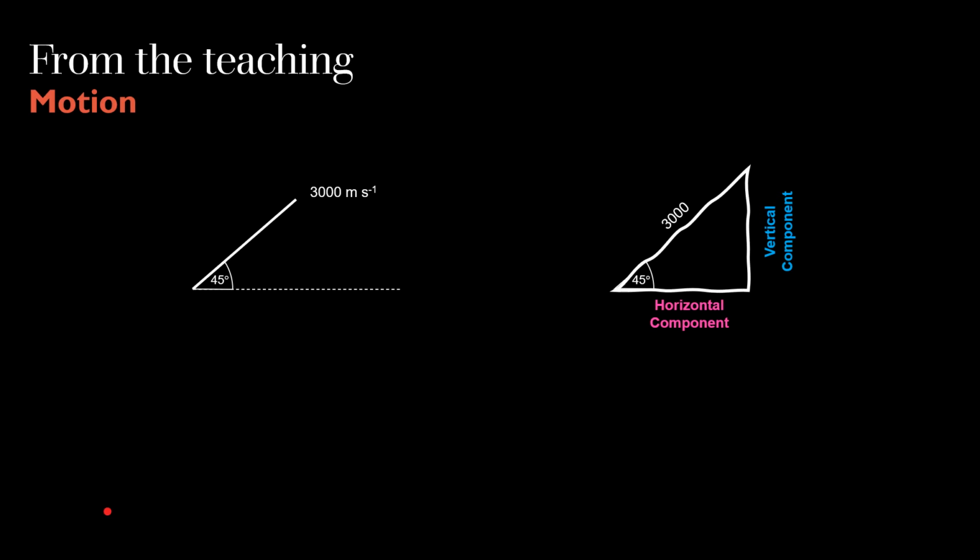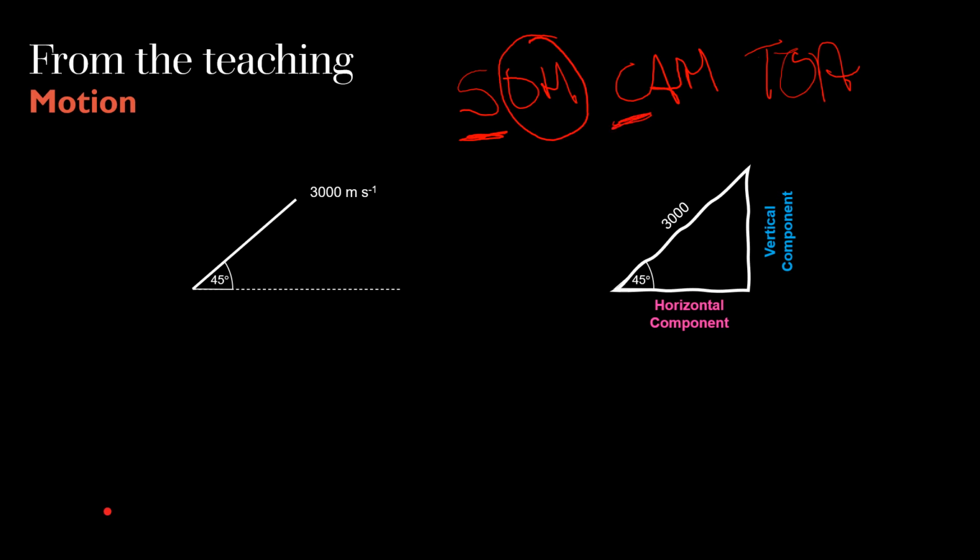So what are other names for these vertical and horizontal components? Well, if we remember SOH CAH TOA, if that's the way you have been taught, the sine is related to the opposite side and the hypotenuse, and the cosine is related to the adjacent side and the hypotenuse. On the triangle we can see that the vertical component is opposite 45 degrees, so that's the opposite side. The horizontal component is adjacent to the 45 degrees, so that's the adjacent side.